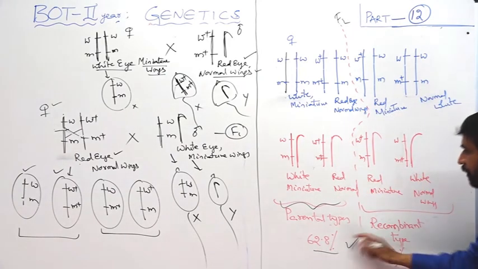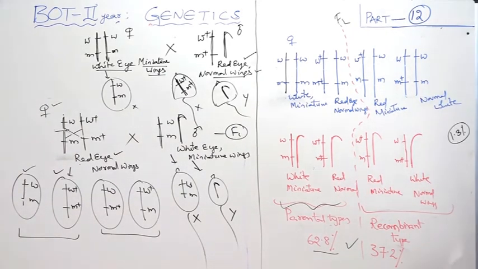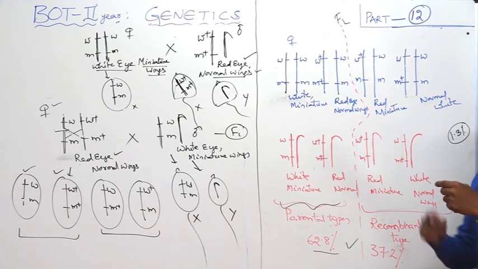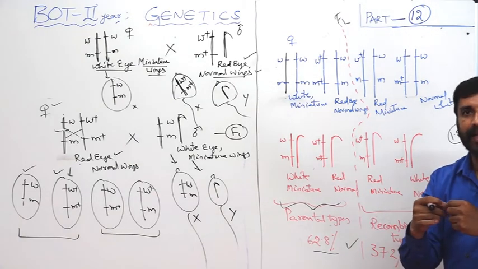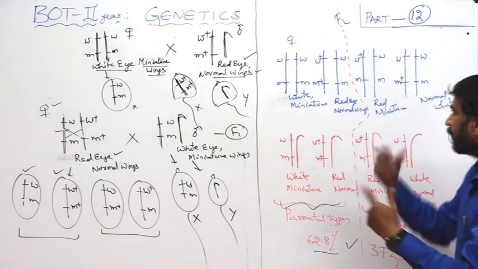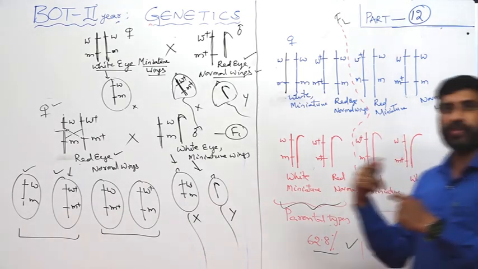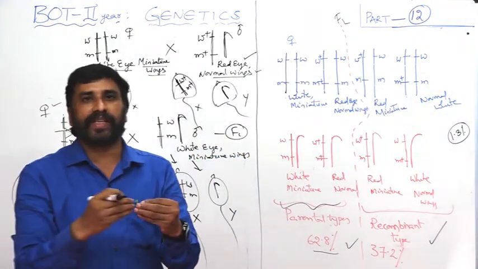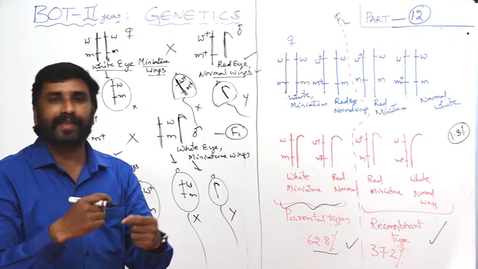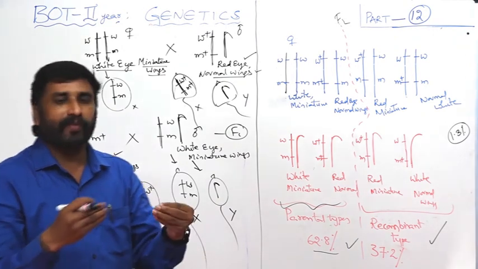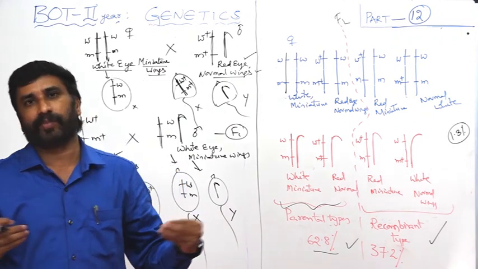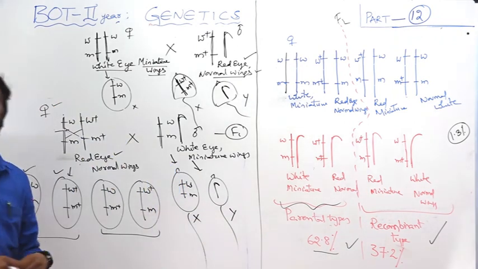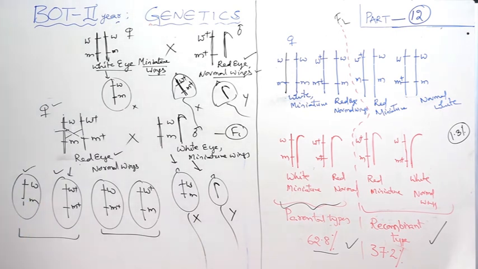The parental types are 62.8%, whereas the recombinant types are 37.2%. That means we are getting a higher recombinant percentage. If the recombinant percentage is more, the genes are distantly, that is, widely placed. In the previous case, the recombinant percentage is 1.3, that is, the two alleles are very closely present. So, by knowing the crossing over recombinant percentage, we can ascertain whether the genes are closely linked or distantly placed. So, that is regarding linkage and recombinations. Thank you.